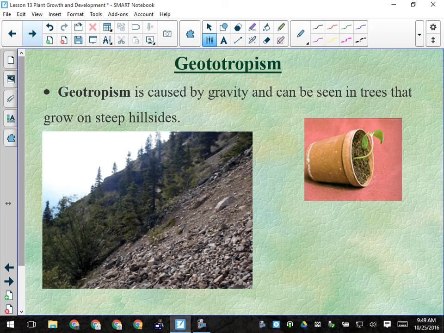Okay, geotropism is caused by gravity. It's a growth response to gravity. If I grow opposite gravity, I'm probably going to get into the light because light is generally upwards. So you can see that in this plant here. That little tree got pushed over. It's starting to grow back straight up and down again.